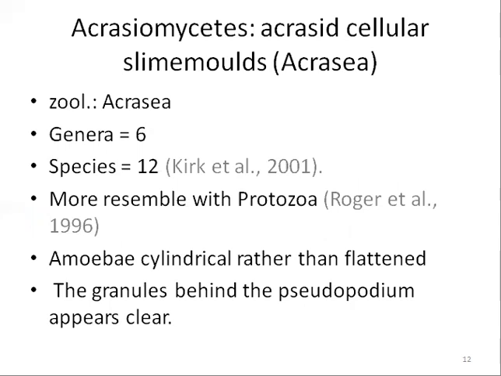The acrasiomycetes or acrasia, as they are called in zoological classification schemes, here you can see zool, it represents the zoological nomenclature or zoological classification scheme, are a small group currently comprising 12 species in 6 genera. Although appearing somewhat removed from the bulk of the slime molds, they still clearly belong to protozoa. The trophic stage consists of amoebae, which are morphologically distinct from those of the dictyostelid cellular slime molds. We will study about these slime molds in detail in the next part.